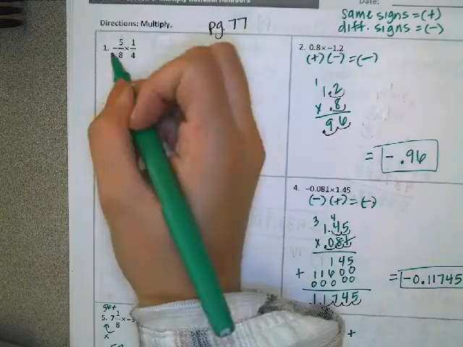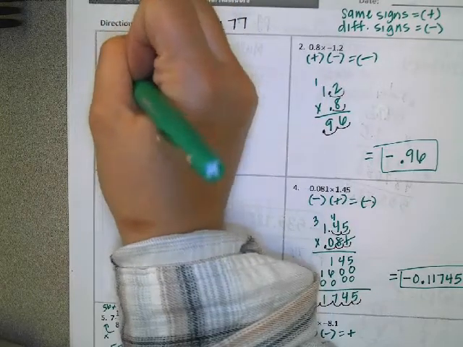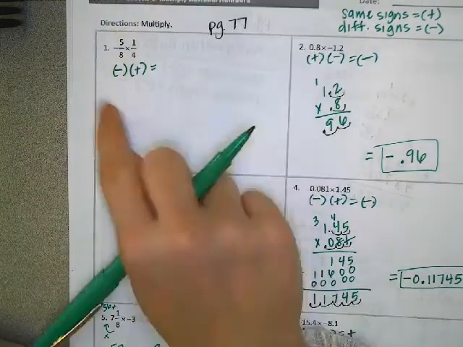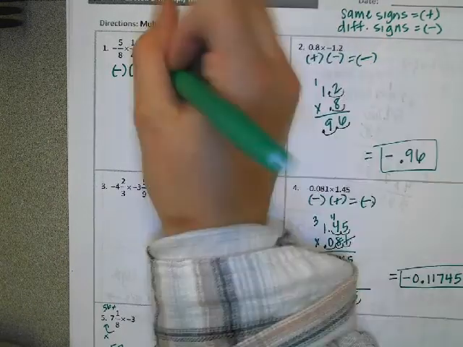So I have a negative 5/8 times 1/4. So I have a negative times a positive. Because I know that I have different signs, my answer is going to be a negative.